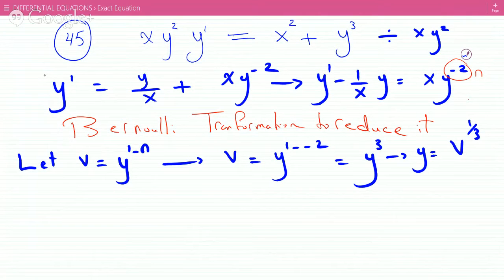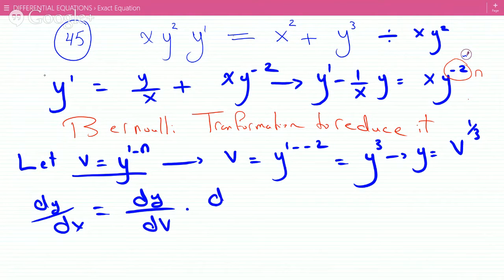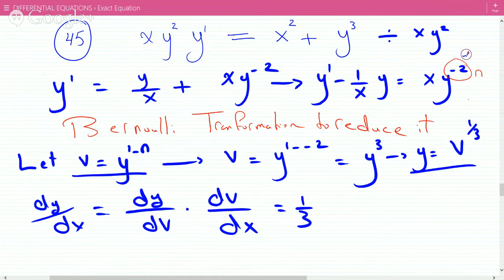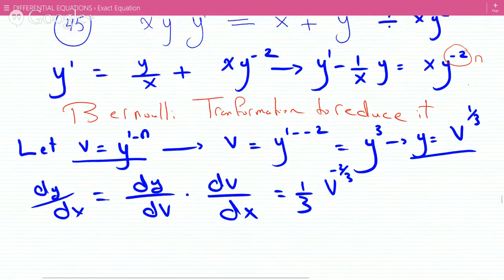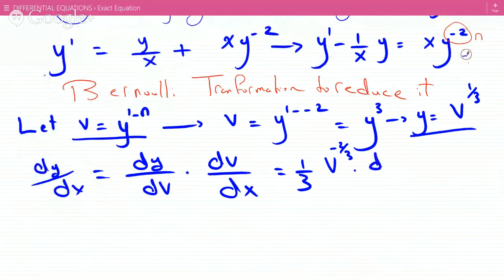Okay? And so y prime, now we will make the transformation from y to v. So we will say dy over dx is equal to dy over dv times dv over dx. And dy over dv is just the derivative of this. So this is 1/3. Wait, let's make sure this is... so this is over xy squared, so this is x y to the minus 2, and this is 1 over x y. Okay, good. So this is 1/3 v to the minus 2/3 times dv over dx.